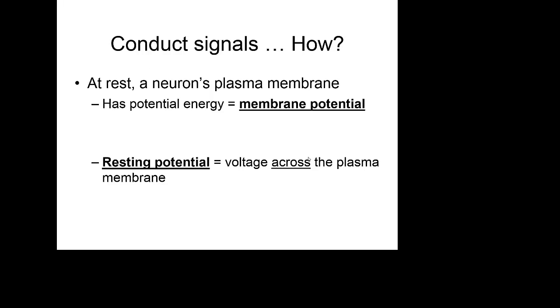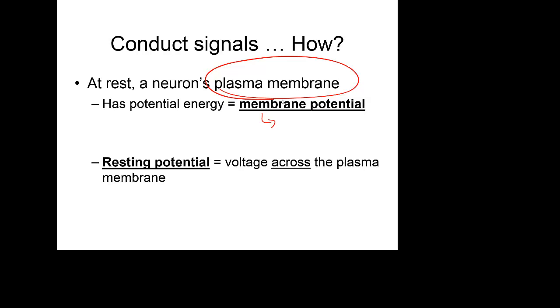So how do we actually conduct signals? We have to deal with electricity, and we will eventually have to deal with chemicals. For now, let's focus on the electricity. Your nervous system is literally conducting electrical signals because we set up what we call membrane potentials. And membrane, this is the plasma membrane in your cell. So this is in a nerve cell, keep in mind.